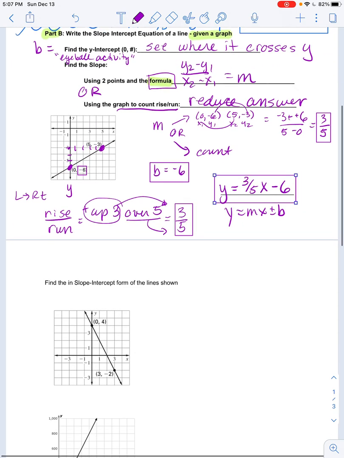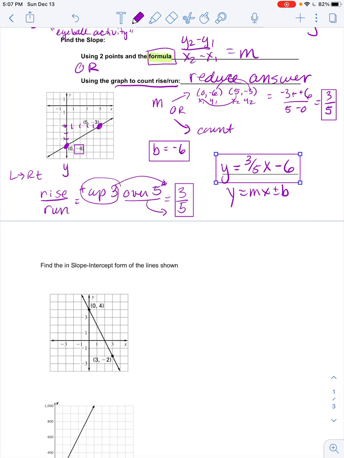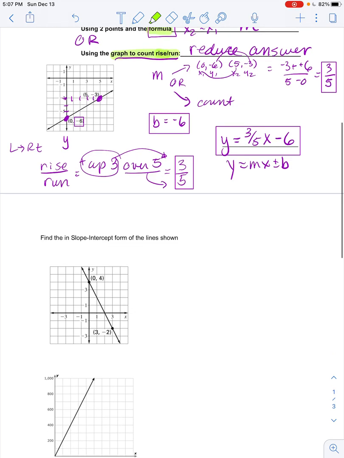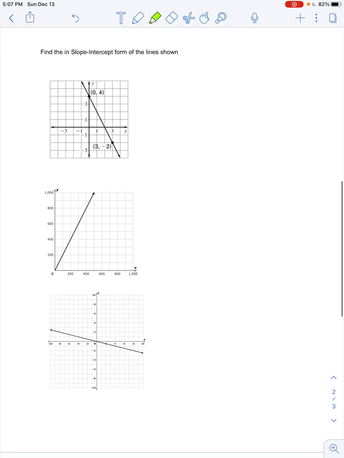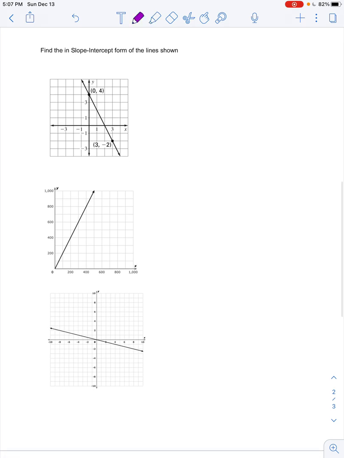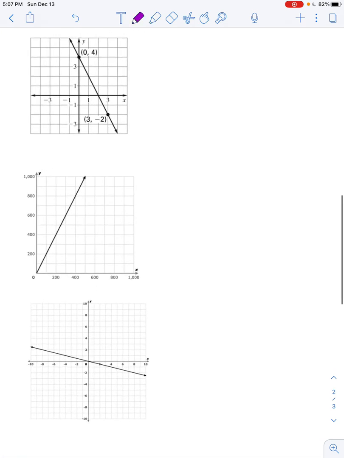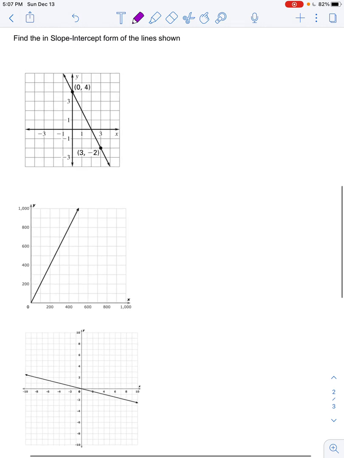Okay, I am not expecting you to do 2 different ways on the formula, on finding m. Though you can use the formula or you can count. So it's kind of whatever is the easiest for you to do. I'm showing both ways here just because I don't know which way you're going to pick. So I made that seem really time consuming. I'm going to do this one kind of more in real time.